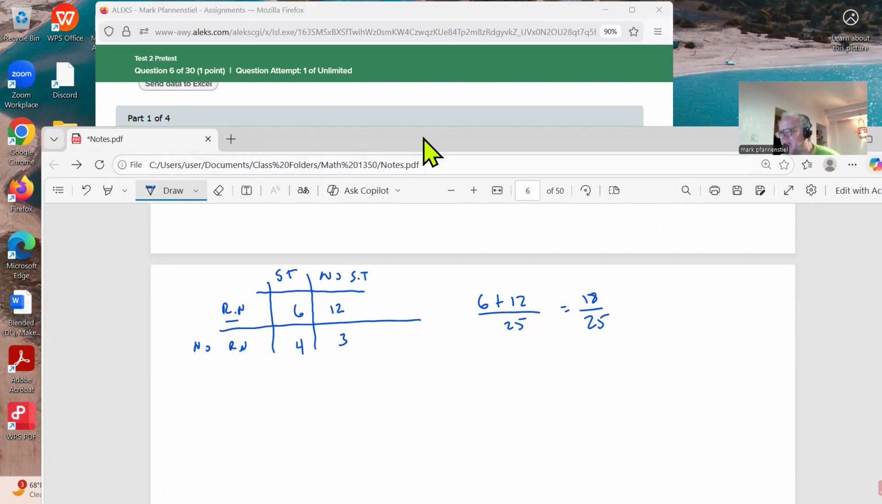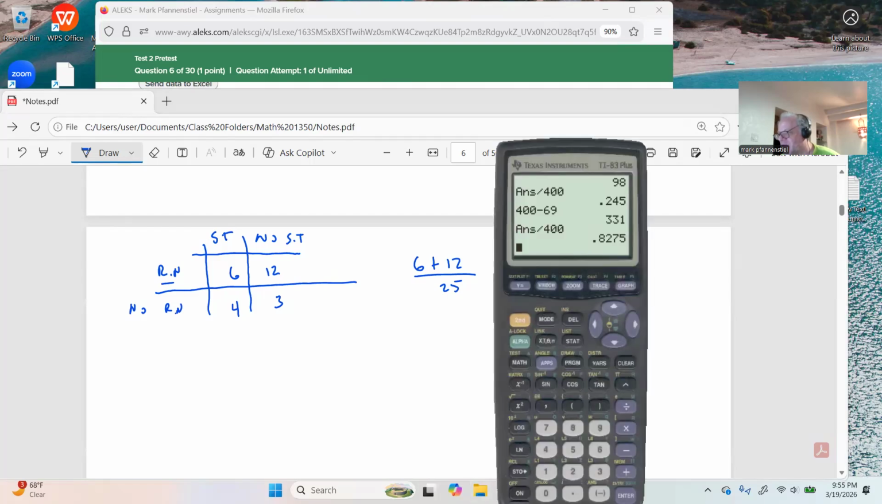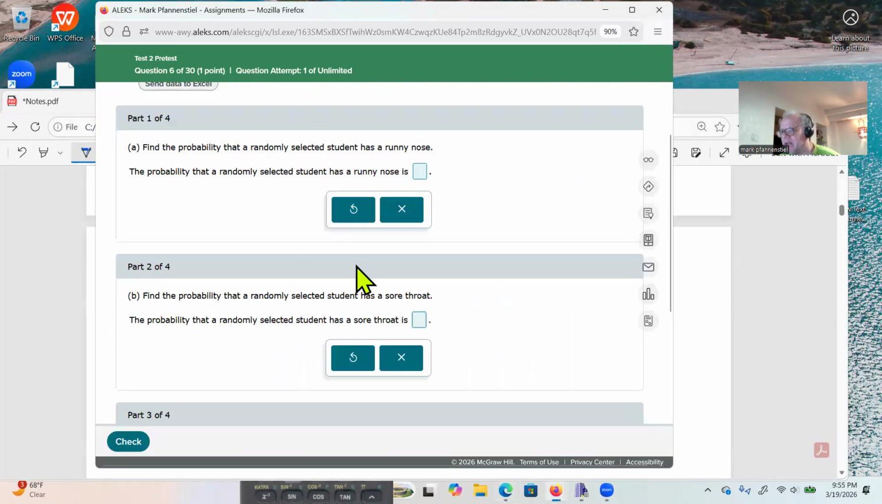I wish I could leave my answers as fractions. I wish it would take both, because I know you guys don't like the fractions, but I do. And it makes it easier to look at what's going on here. So that's 0.72. Okay, 0.72. We're going to go ahead and put this in here right now.